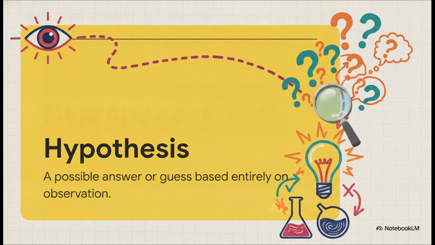Next up, Stage 2 is the hypothesis. This is a possible answer, or you can call it a guess, but it's based entirely on what you just observed. Going back to our garden example, your hypothesis might be something like, hey, these plants are wilting because they are receiving way too much sunlight. It's an educated guess that is just waiting to be tested.